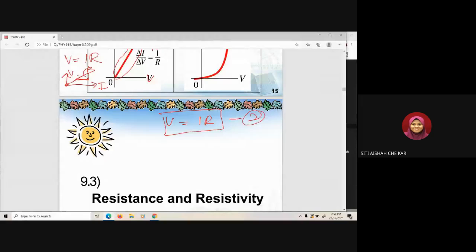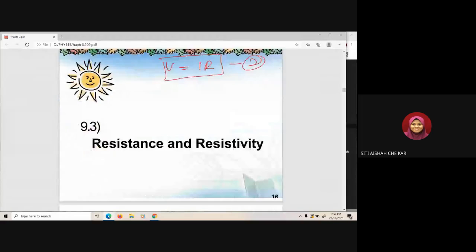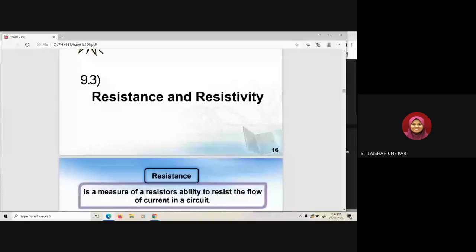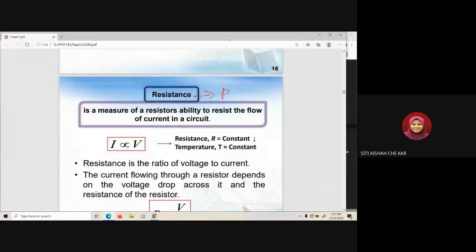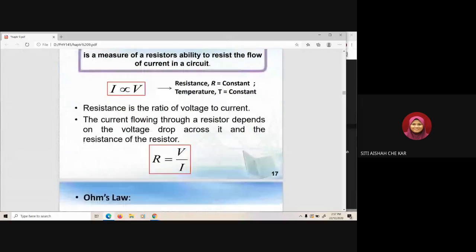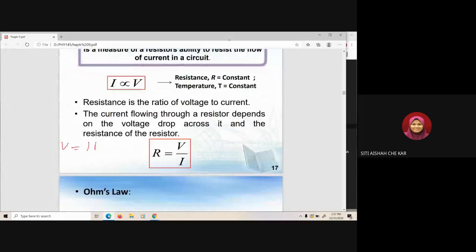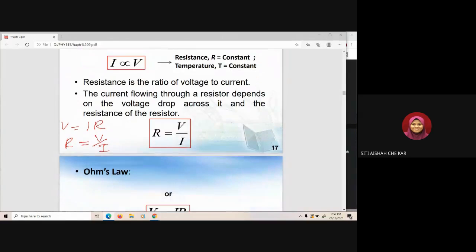Okay, we move to resistance and resistivity. Resistance, or the short term is R. We know earlier V equals IR. So if we manipulate this formula, we get R equals V over I. So you don't need to memorize this formula, just remember the earlier formula. Okay.